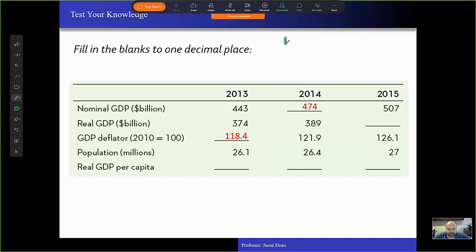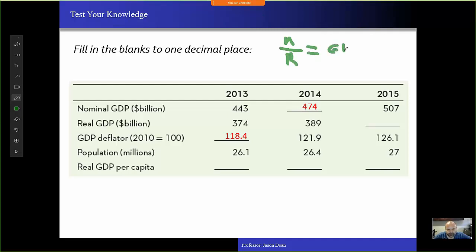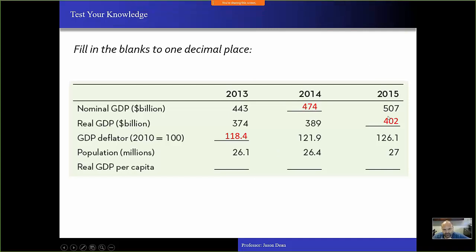Write this out for you. So it's nominal over real, right? And that's equal to the GDP deflator. I'll just put GD for the GDP deflator. So we know that this is 121.9. We know that the real GDP is 389, and so nominal GDP must be this multiplied by that. If we multiply those, we get 474. Similarly, if we had nominal and the GDP deflator, we just rearrange the formula to get 402.